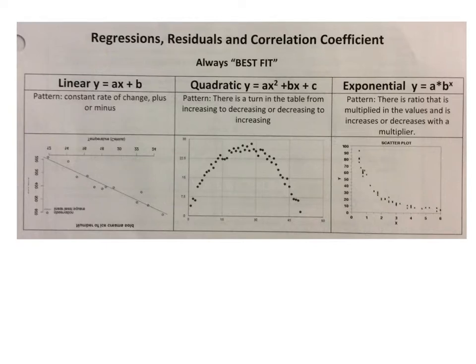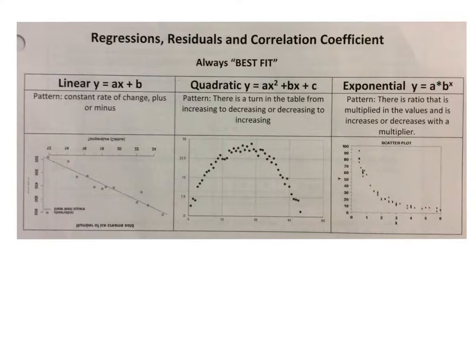This is Mr. Payne bringing you regressions, residual and correlation coefficient, final exam review number 6. We're talking about our different regressions. Don't forget we have our three major regressions: our linear regression, our quadratic regression, and our exponential regression. The two regressions that you will use the most are my linear regression and my exponential regression.